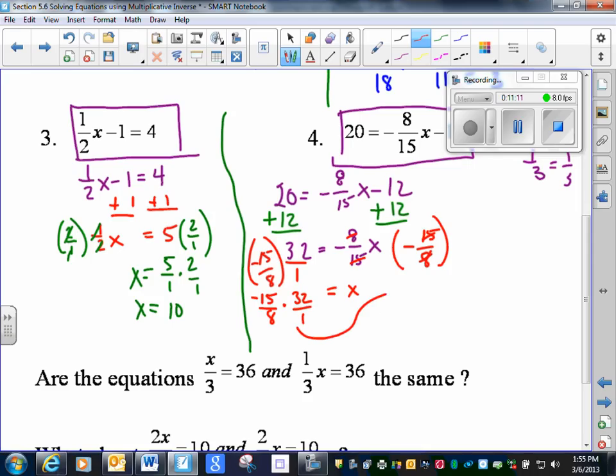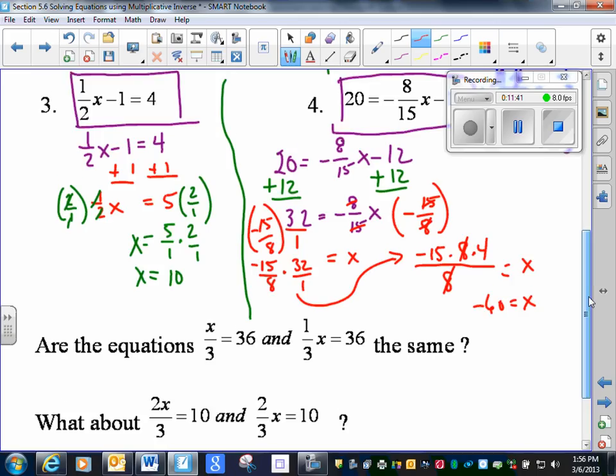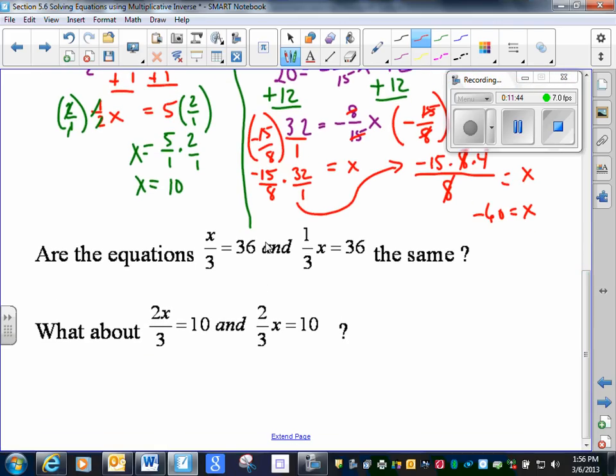Let me continue this over here. Single fraction bar, negative 15. 32 is 8 times 4. We have an 8 on the bottom. The 8's cancel. And 15 times 4 is 60, and it's negative. So that's how you work these. It's really not very difficult. It builds on the stuff that we've learned before, and I hope that these examples will help you when you're working at home.